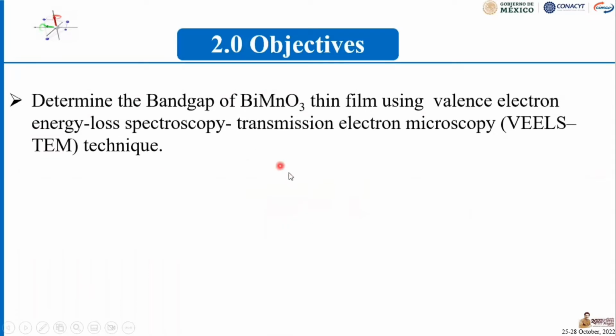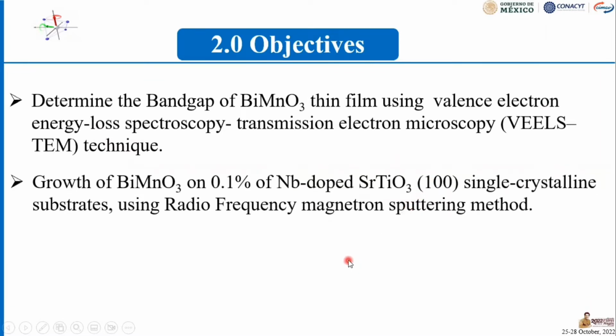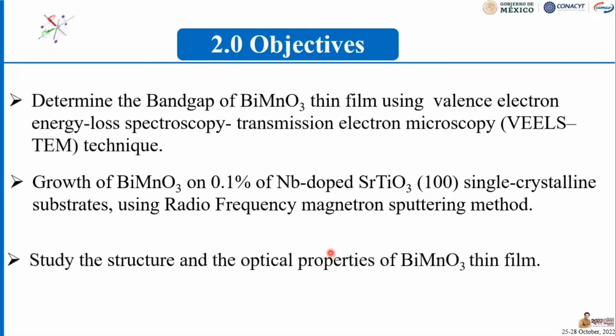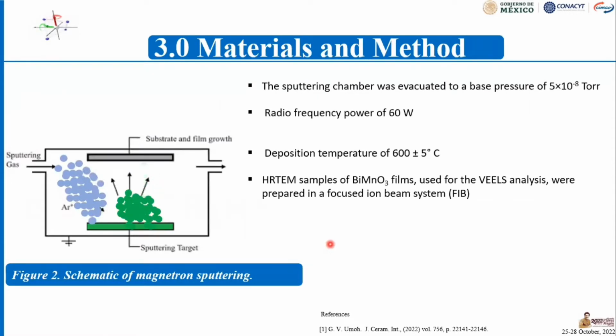Objectives: to determine the bandgap of bismuth manganese oxide thin film using the valence electron energy loss spectroscopy by transmission electron microscopy, the VEELS technique. To grow bismuth manganese oxide on 0.1% niobium-doped SrTiO3 (100) single-crystalline substrate using the radiofrequency magnetron sputtering method. Finally, to study the structure and the optical properties of bismuth manganese oxide thin film.